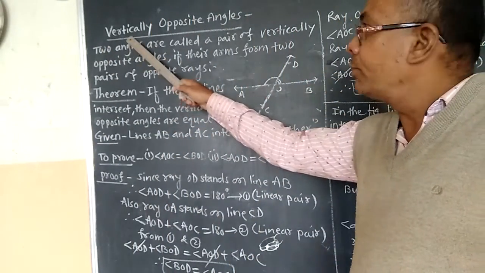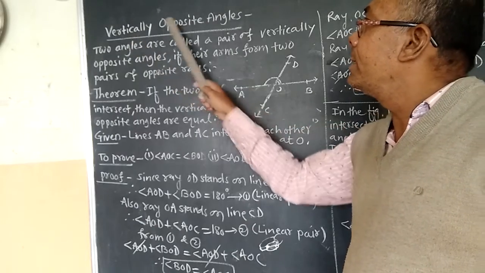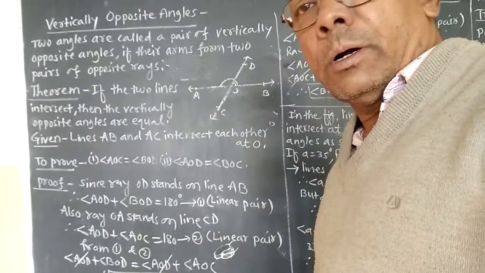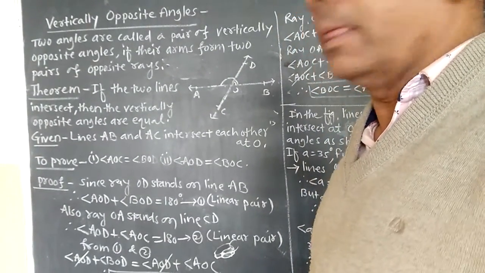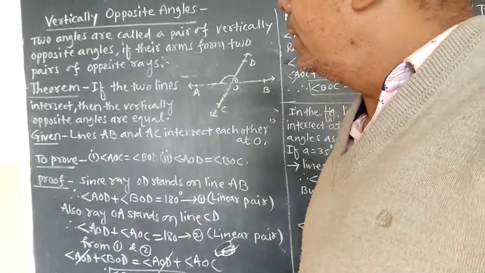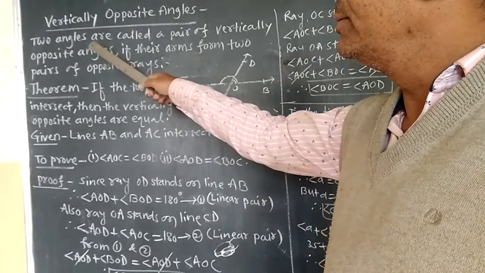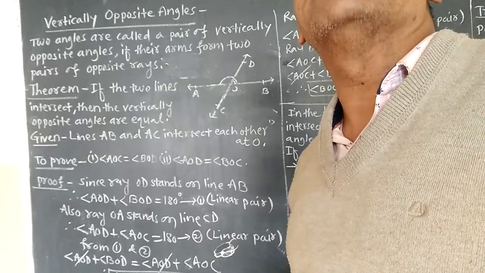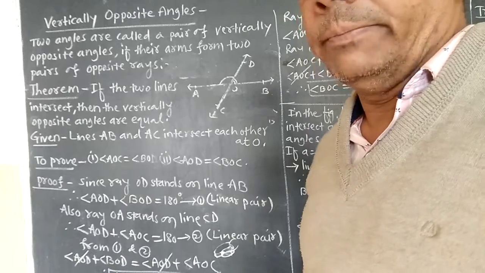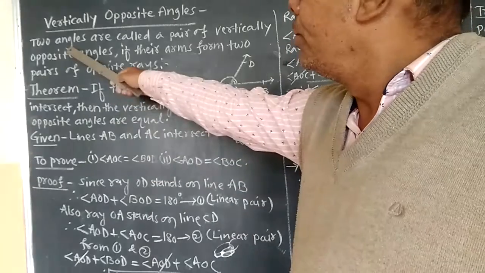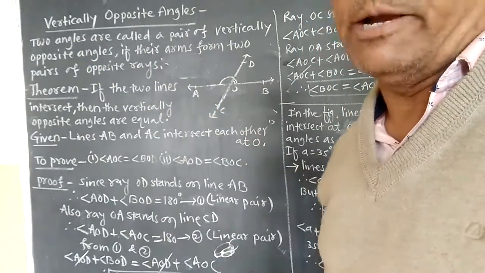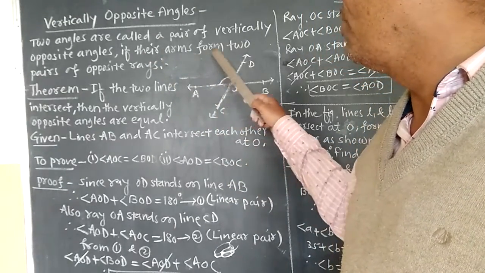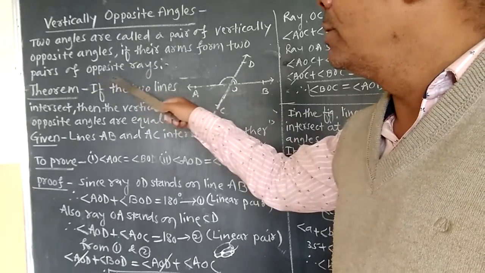Today we are going to see the concept of vertically opposite angles from our topic lines and angles. In this topic, we have to see what is meant by vertically opposite angles and how to identify them. Here it is given that two angles are called a pair of vertically opposite angles if their arms form two pairs of opposite rays.